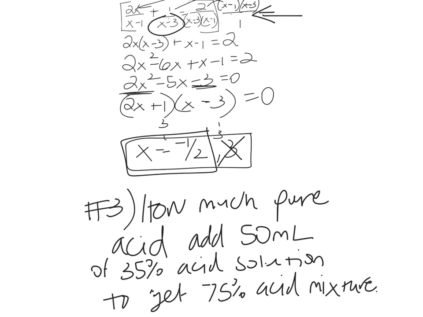All right, so you have 50 milliliters and 35% of it is acid in there, okay? We're going to add pure acid to it. We want to know how many milliliters so that our mixture is now 75%.